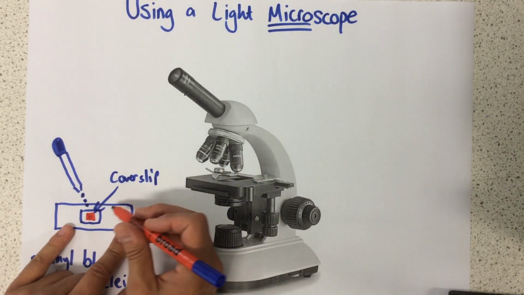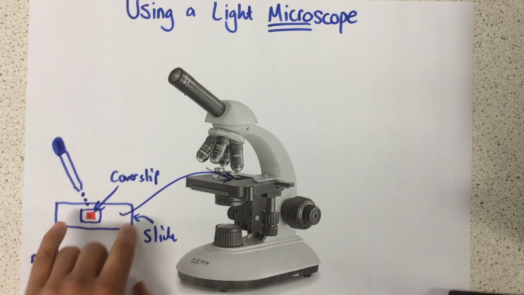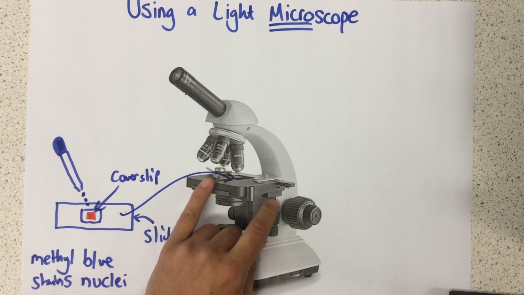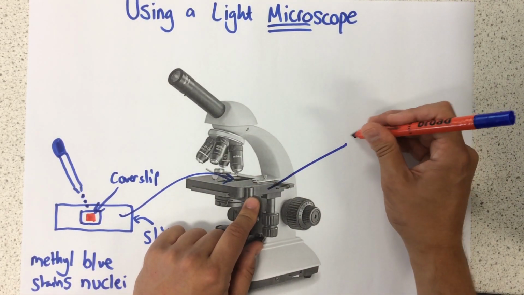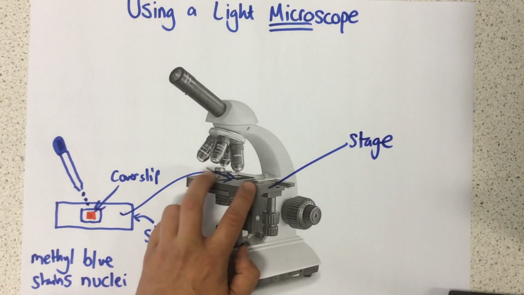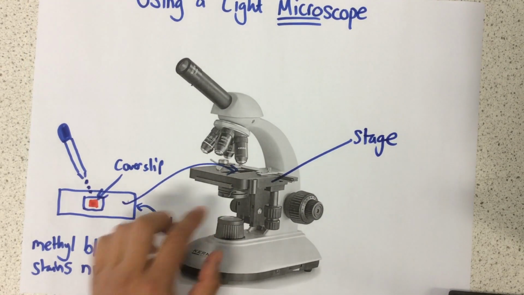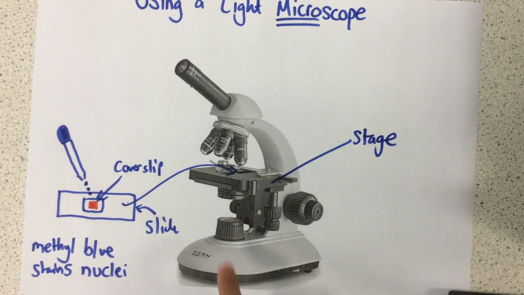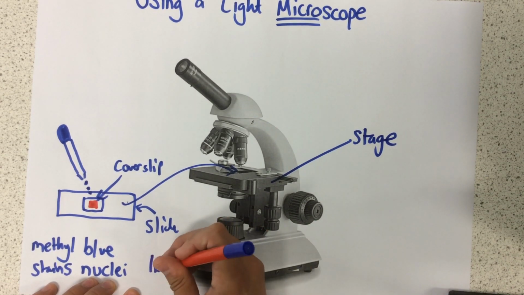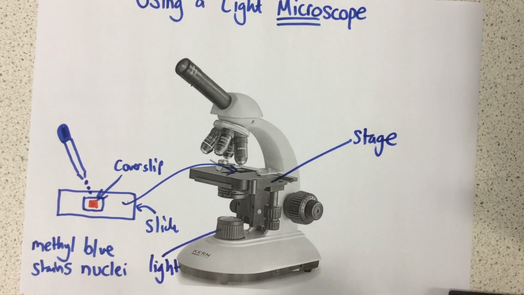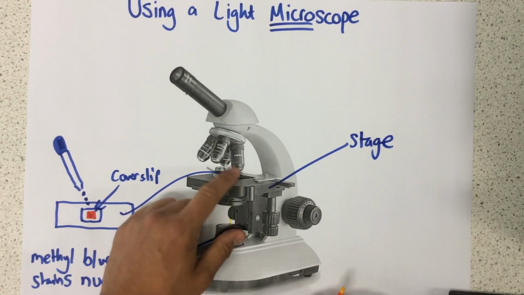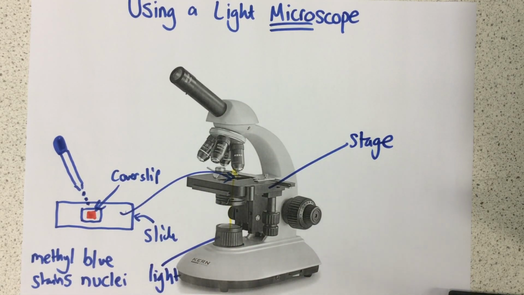So it's on that slide, so it goes on here. Now this particular part here, where your specimen goes, you can actually clip it down with these clips. This part here is called the stage. So this is where your specimen actually sits, right here. Now it's really important as well that we turn the microscope on, because this part here at the bottom is the light. So it's important that we have light shining up through the sample like this, so we can actually view the sample itself, okay? The specimen.